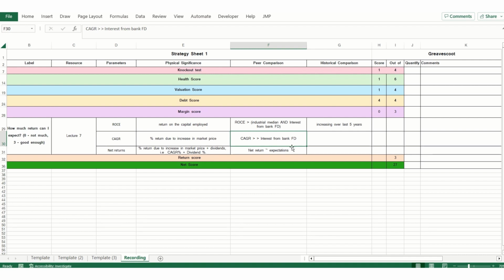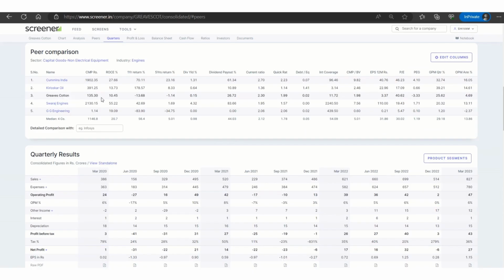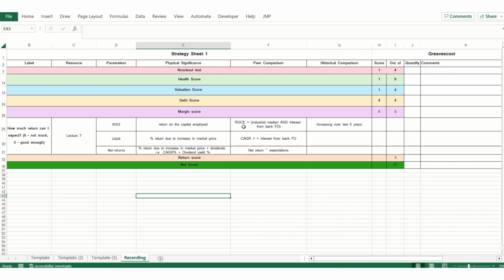Then your net returns really depend on you. Is it meeting your expectations? Somewhere around 10, 12, 13% is pretty good. And if you have an expectation of 15%, you can go into much more detailed analysis. You have to be more aware and you can still make it. Yeah. So let's go to screener.in and analyze these. See here, grapes, cotton. You can see the ROCE is 10% while your median is 20.7. And our criteria was that ROCE should be greater than industrial median and bank interest FD rate. So the first criteria failed. So we are going to label it as 0.